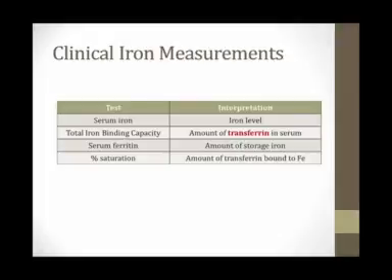So now that we've reviewed iron absorption and metabolism, we can understand the four important clinical measurements of the body's iron status. There are four blood tests that are routinely performed to estimate a patient's iron status. The first one is the serum iron. This is the amount of iron in the plasma.